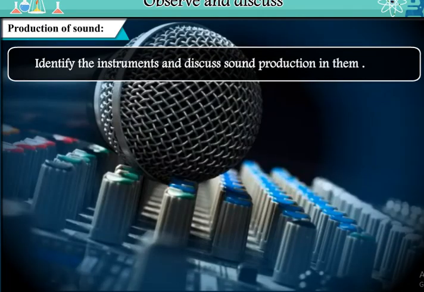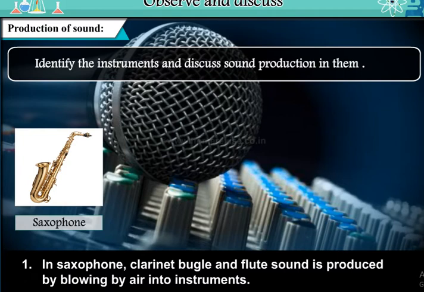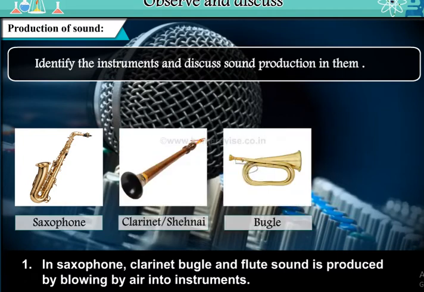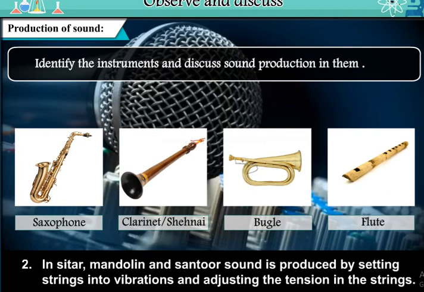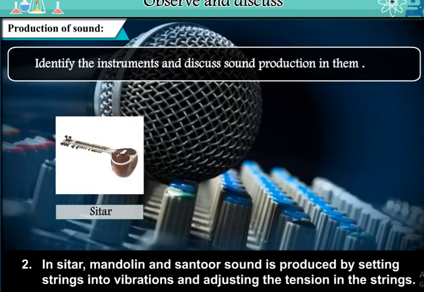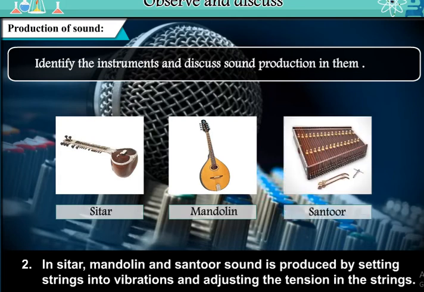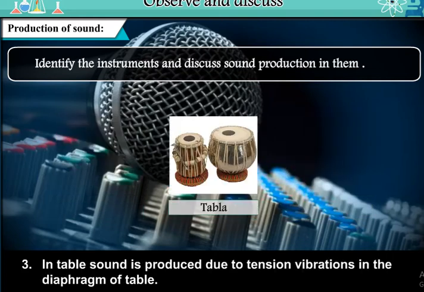Production of sound. First, in saxophone, clarinet, bugle, and flute, sound is produced by blowing air into the instruments. Second, in sitar, mandolin, and santoor, sound is produced by setting strings into vibrations and adjusting the tension in the strings. Third, in tabla, sound is produced due to tension and vibrations in the diaphragm of the tabla.